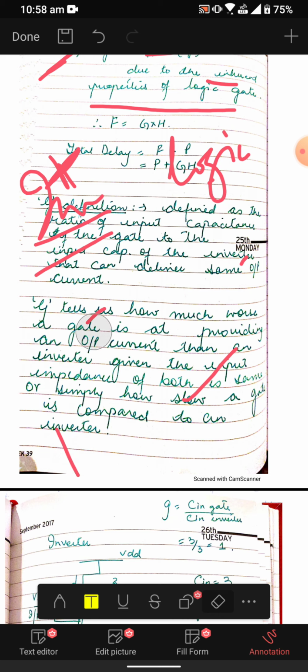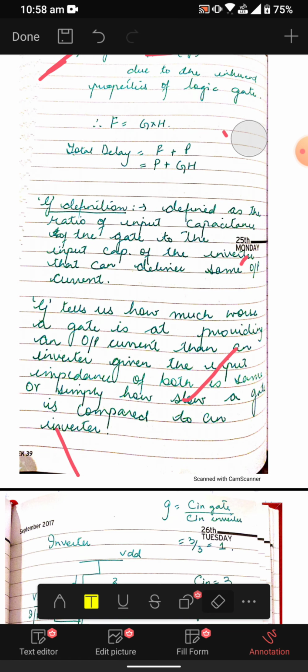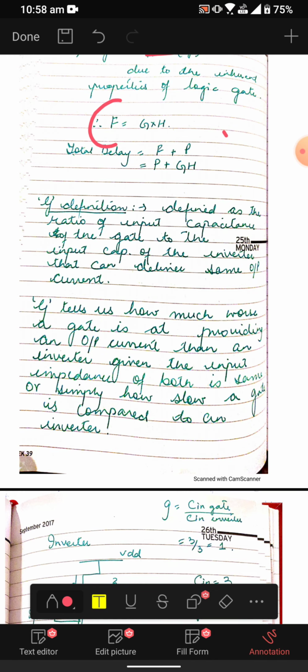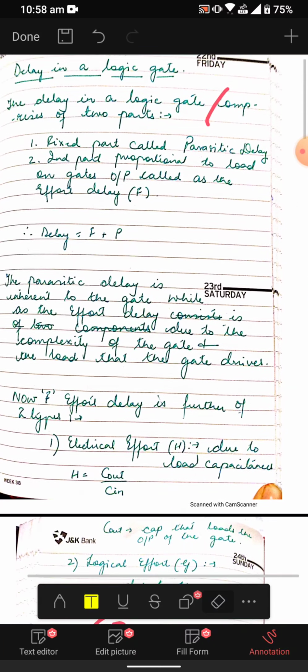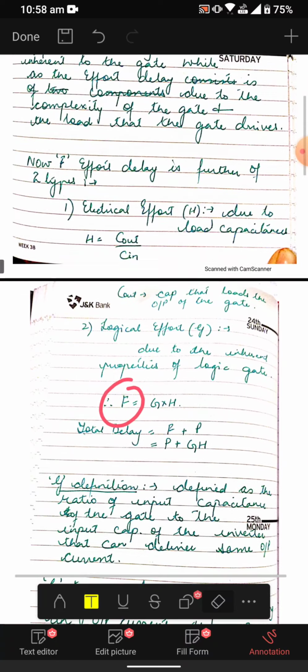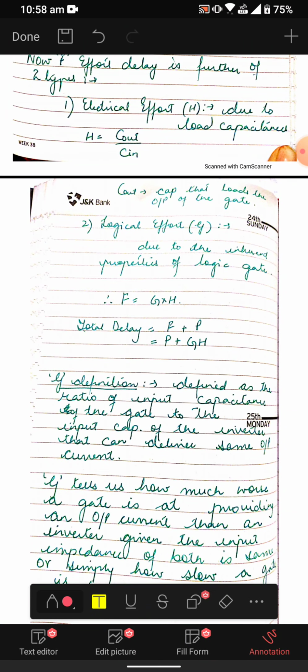Okay, now this was your effort delay. F is effort delay, and it comprises two parts, the logical effort G and the electrical effort H. And F is simply given as the multiplication of the two, G into H is your F.